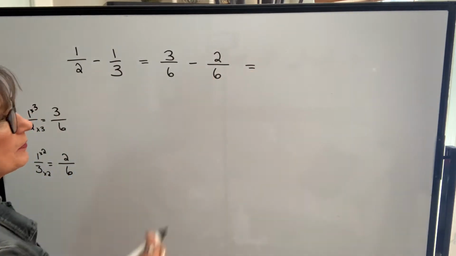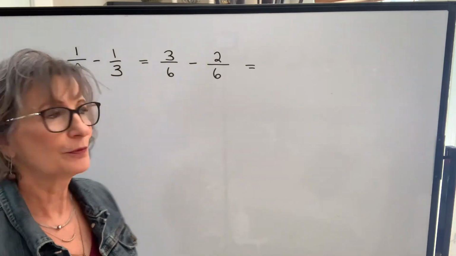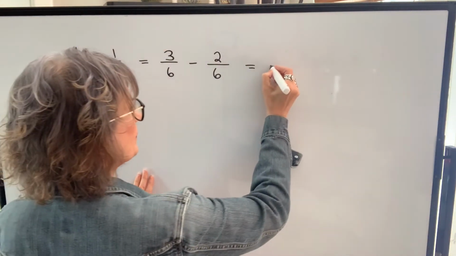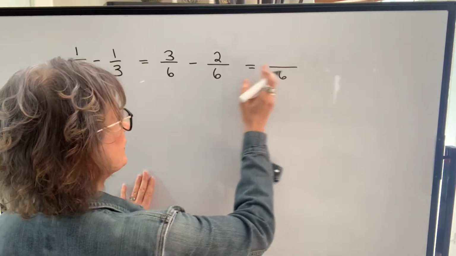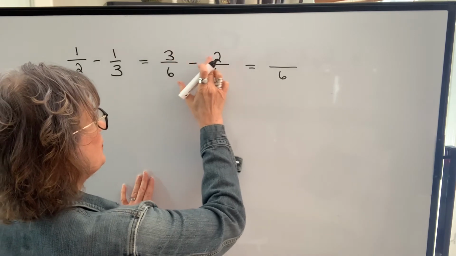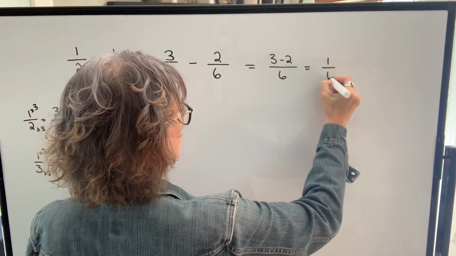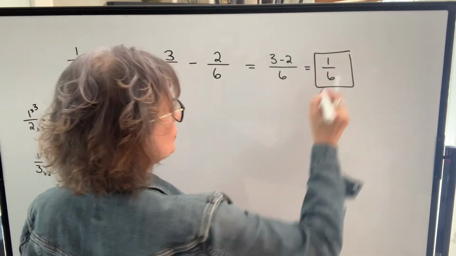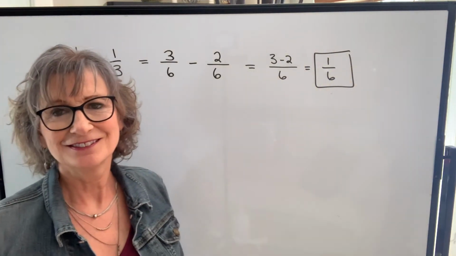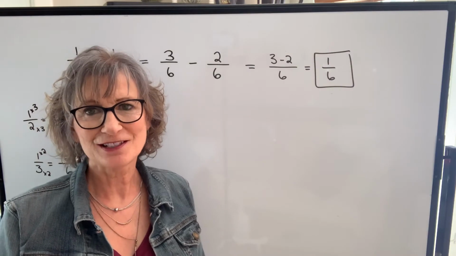When I have a common denominator, then I subtract my numerators. I keep my denominator, so my answer is going to be so many sixths. And my numerator will be 3 minus 2, which is 1/6. And that can't be reduced, so we're done. Let's take a look at some more examples.